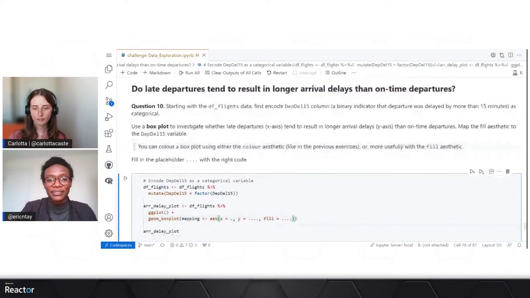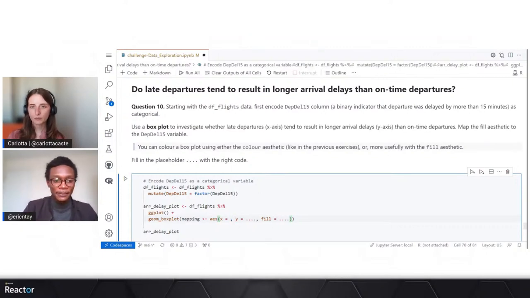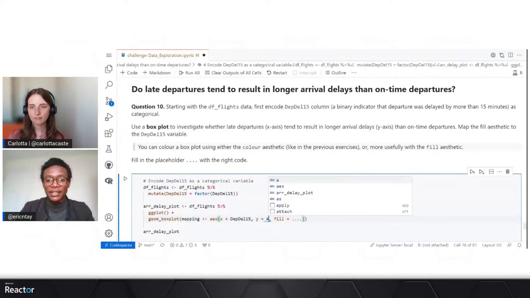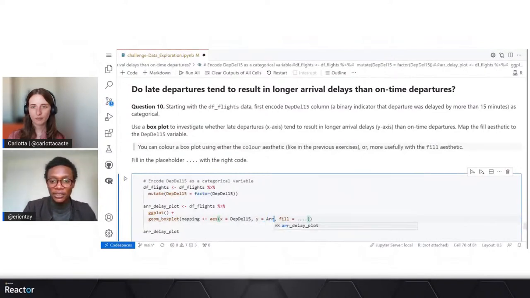Let's take a moment here, Carlotta. What are we doing? We are trying to see whether late departures tend to result in longer arrival delays. So the x aesthetic is the departure delay 15 column, and the y aesthetic is the arrival delay. So we take the x aesthetic, which is departure delay, whether a 0 or 1, and the corresponding y aesthetic is the distribution of the arrival delay. And then we want to fill it using different colors depending on whether a flight was delayed or not.